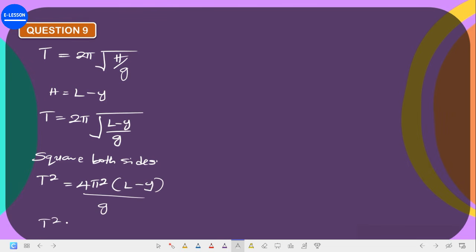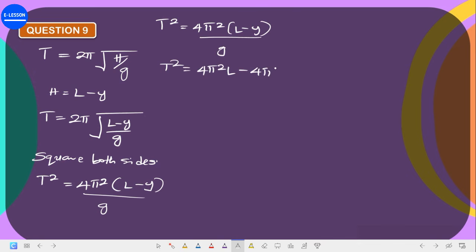Now this gives us t square is equal to 4 pi square bracket L minus y, all over g. Sorry, let me write this up here so that it is visible enough. So t square is equal to 4 pi square L minus 4 pi square y divided by g.